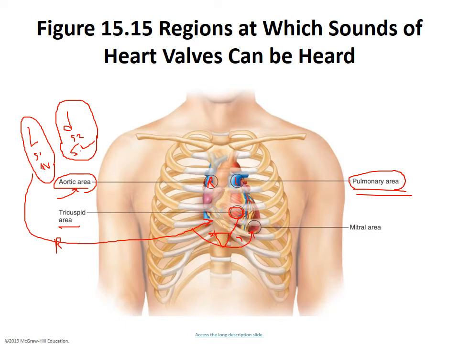So when you hear the tricuspid valve, if you slide over and drop into the next intercostal space, this is where you'll hear the mitral or bicuspid valve.